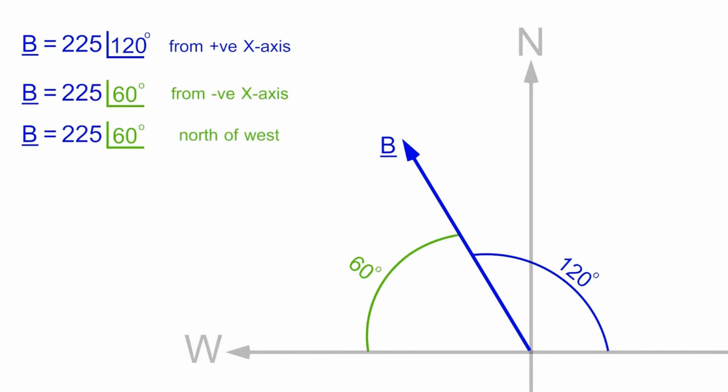We can also define this vector referred to the negative x-axis. So it means that this vector makes 60 degrees with the west direction. It can also be referred to the north direction, and now it makes 30 degrees with the north. So as you can see, you can refer your vector to any reference and find its angle.